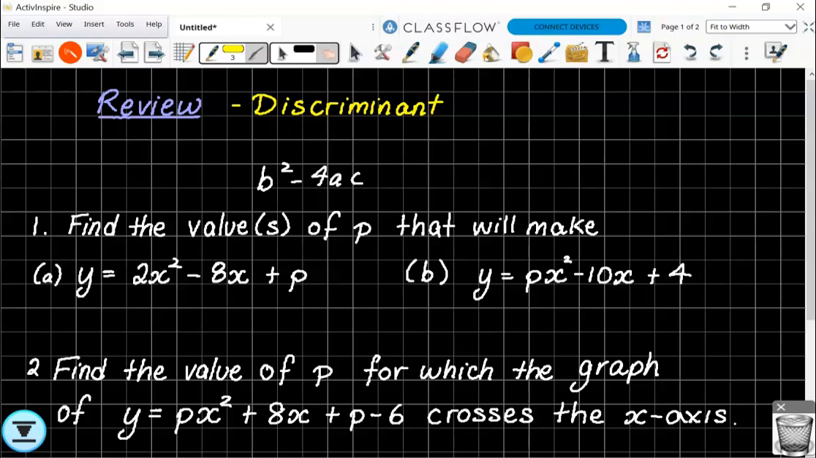All right, review of the discriminant. B squared minus 4AC. Now, we talked about that a little bit this morning. What is so good, and what does the discriminant tell us about a graph? Naomi. How many and the types of roots, okay?